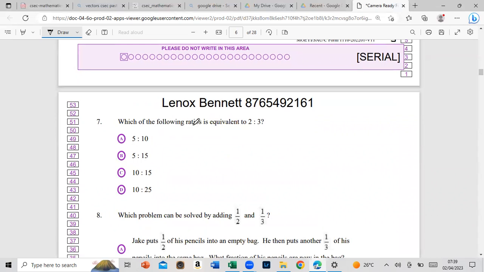Which of the following ratios is equivalent to 2 to 3? Alright, so in this case, we'll have to just use the numbers given and break down each number to its lowest terms. Now 5 to 10, find a number that can go into both 5 and 10. So when you break it down, this will be 1 to 2. Alright, so it's not this. Let's do it for 5 and 15.